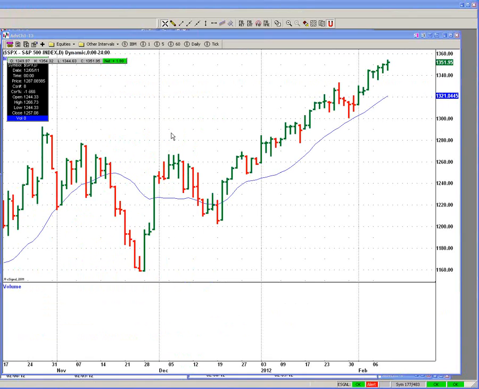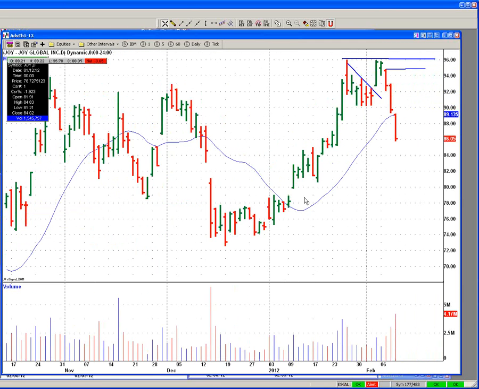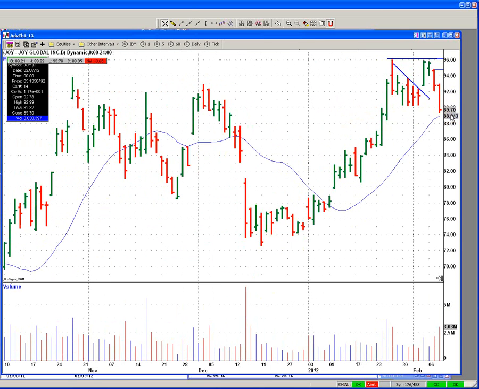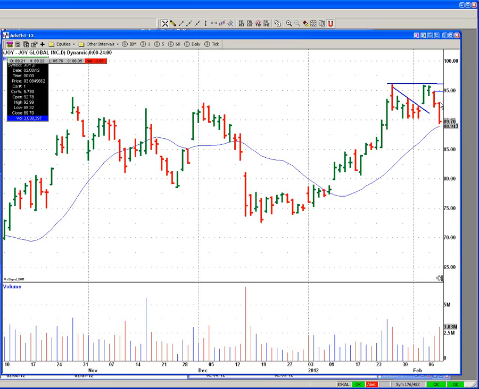There was an example today, I believe. We had Joy Global. This was an example of a pullback long candidate that we had. And you could see it was down 1, 2, 3 days. Here's a 20-period moving average. If you're a more aggressive trader and you think it's set up for a bounce, you could have got in probably around this morning's opening.